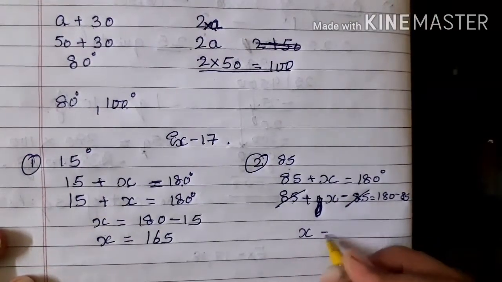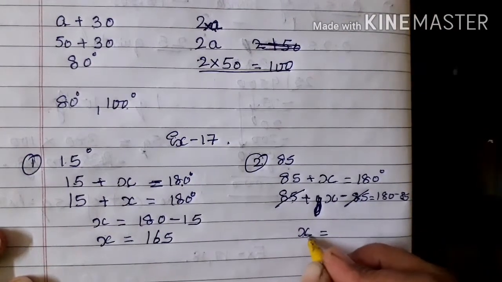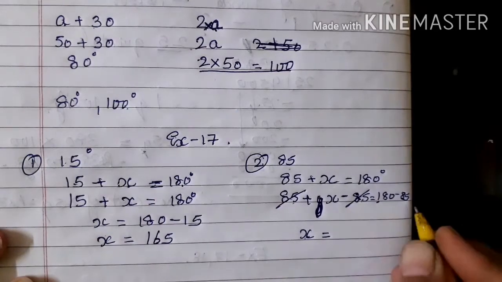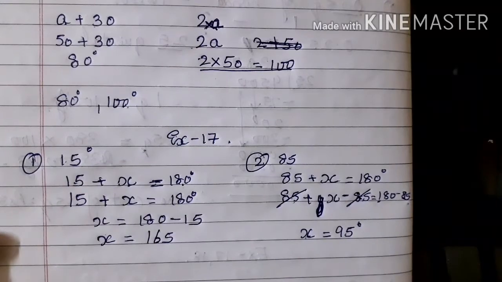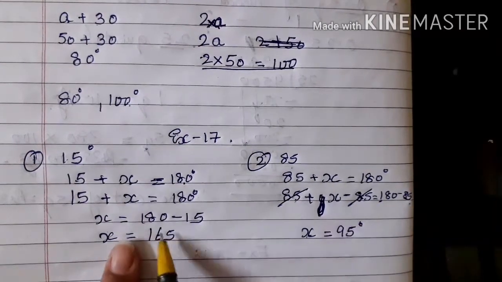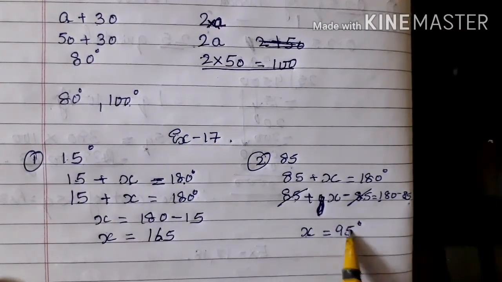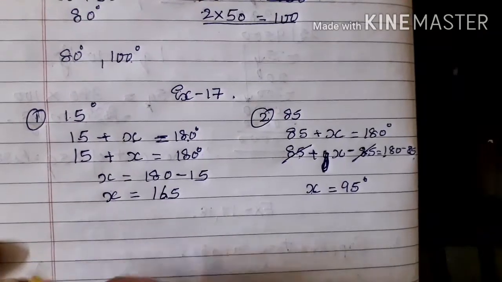Okay, so the only remaining answer on the left hand side is x, and 180 minus 85, the answer is going to be 95 degree. Okay, either way you all can do it. You all can do it in this way also. So one more sum we will take.